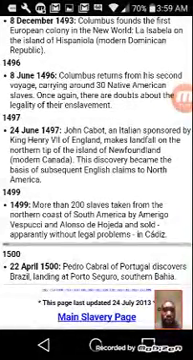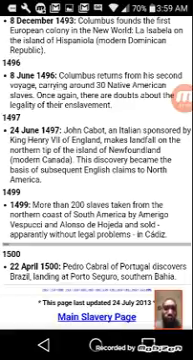1489, more than 200 slaves taken from the northern coast of South America by Amerigo Vespucci, which is the Italian explorer. So for all you people to say, I'm American, first of all, American is not a nationality, okay? Second of all, America comes from Amerigo Vespucci, this Italian explorer.